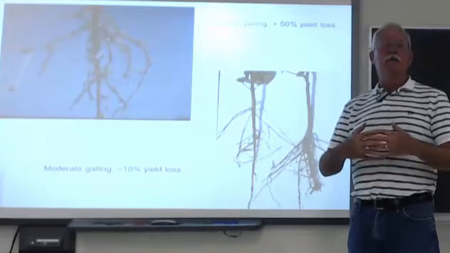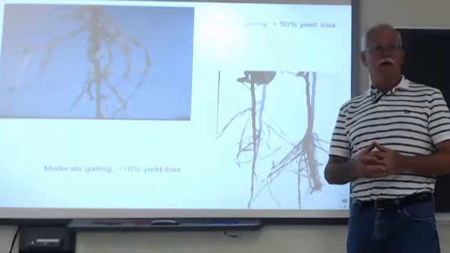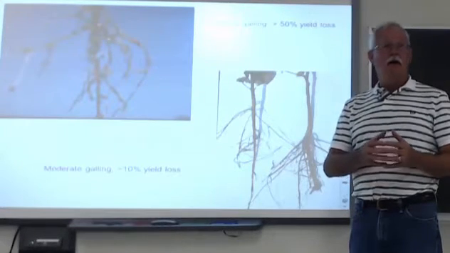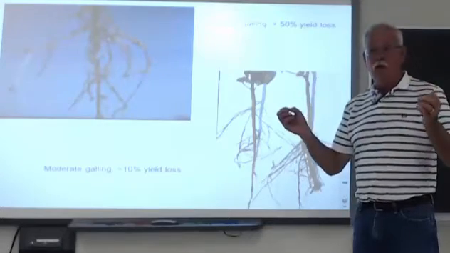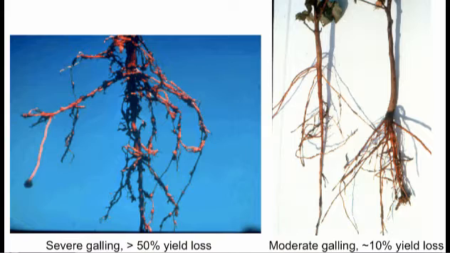And not all crops have severe losses, but it's a major problem on vegetables, cotton, soybeans, a lot of ornamental crops. It's important on turf. Not real important on most grain crops.